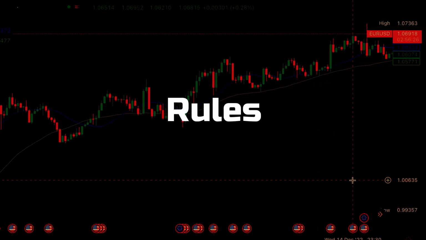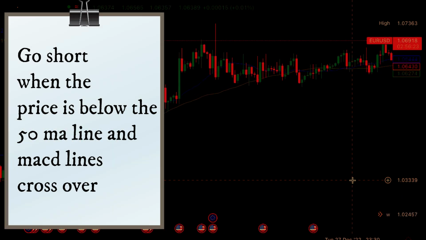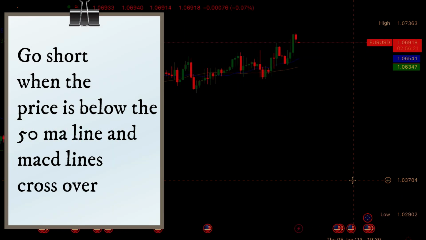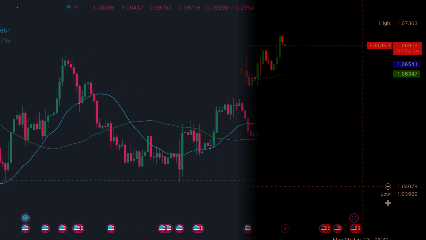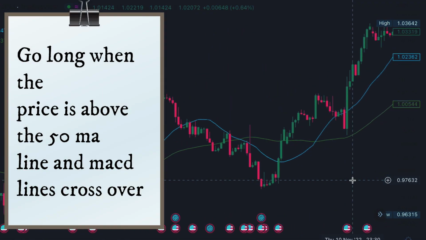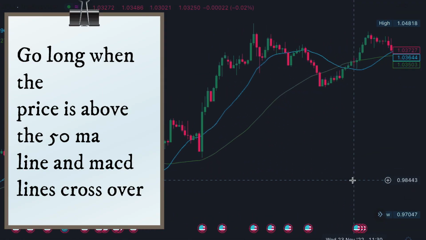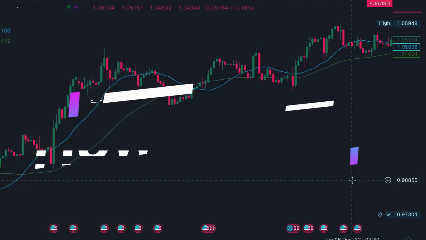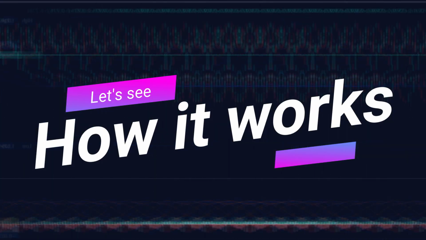Now to the rules. Go short when the price is below the 50 moving average line and the MACD lines cross over. Go long when the price is above the 50 moving average line and the MACD lines cross over. And that's it. Now let's see how it works.